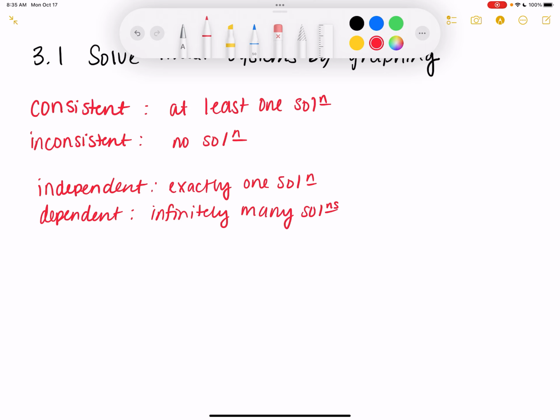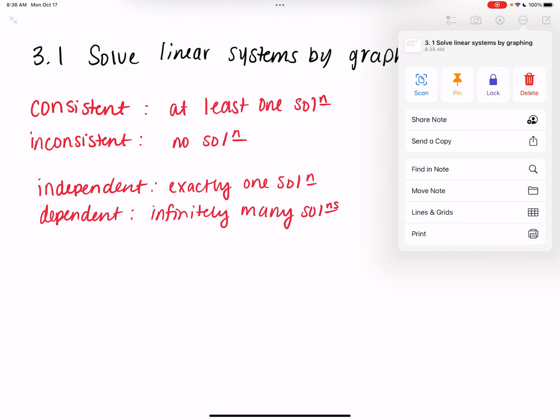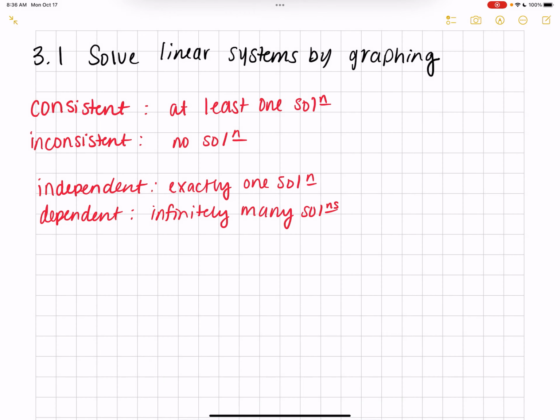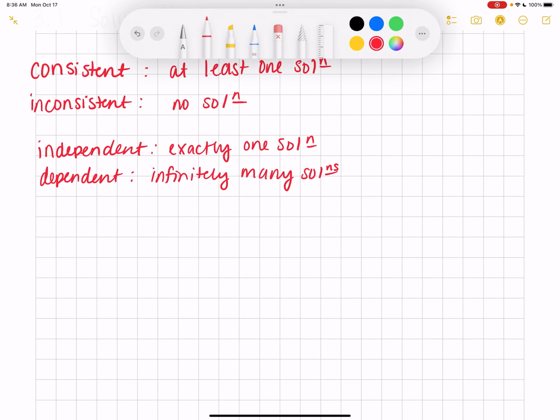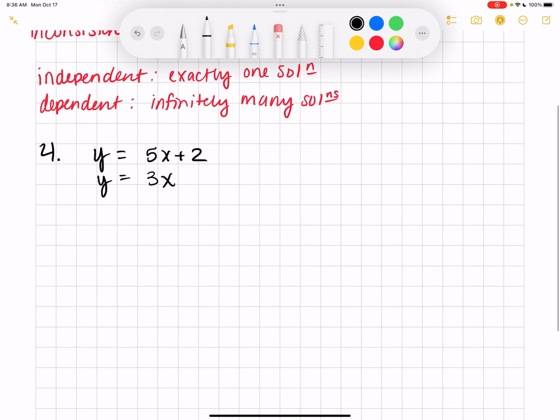So these first ones say to graph the linear system and estimate the solution, then check the solution algebraically. So I'm going to see if I can put up my little graph here. Okay. So number 4, we have y equals 5x plus 2 and y equals 3x. These ones are already in slope-intercept form, so they're pretty easy to graph. So I'm going to just go ahead and set up my graph.